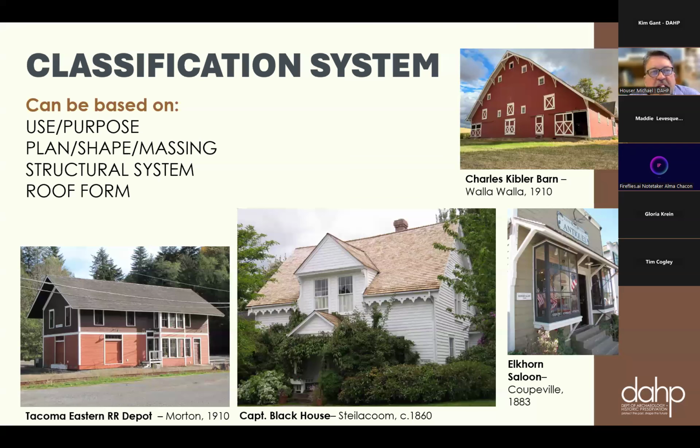Now, the classification systems themselves can be broken down in several different ways. They can be broken down by the use or purpose of a building. Sometimes the plan, the shape, and the massing can be used. Sometimes the structural system, sometimes the roof form, like what we do for barn typologies. For barn forms, we're using mainly the roof form.